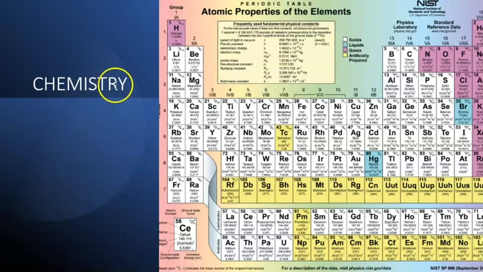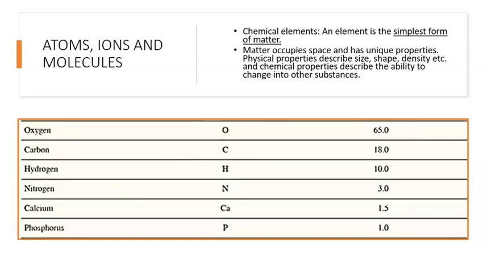Okay, we're going to start with chemistry, and the first item that we have is atoms, ions, and molecules. So let's start with a chemical element. An element is the simplest form of matter. Matter occupies space and has unique properties. Let's take a look at some of the elements that we have in our body, for example, oxygen, carbon, hydrogen, as well as some other examples of elements.